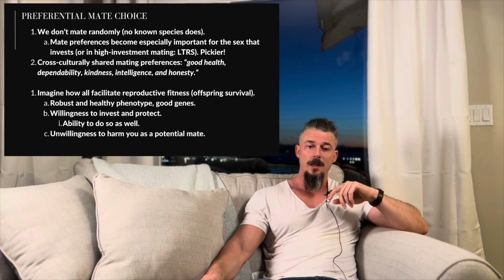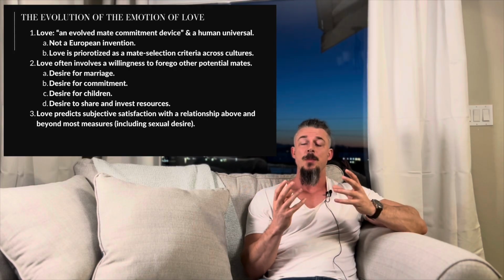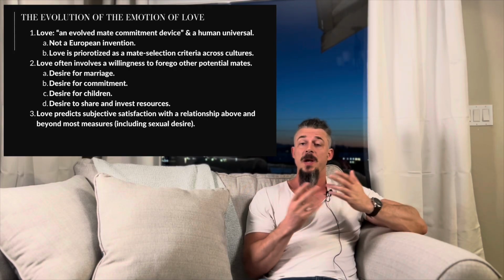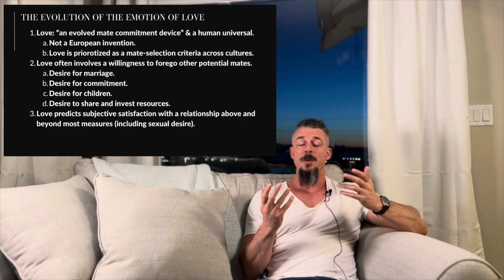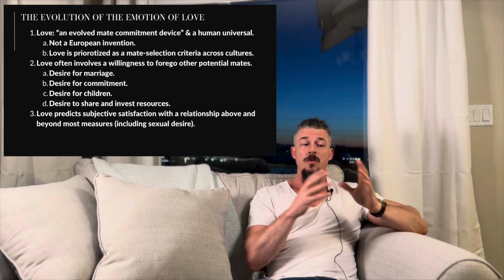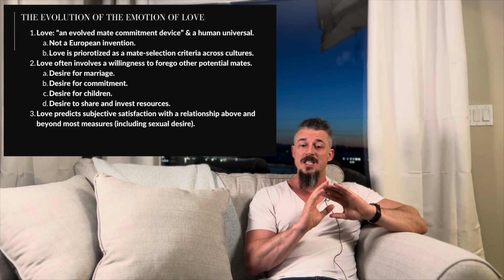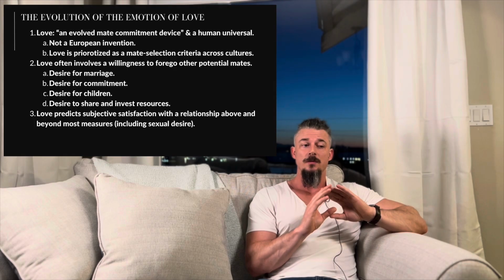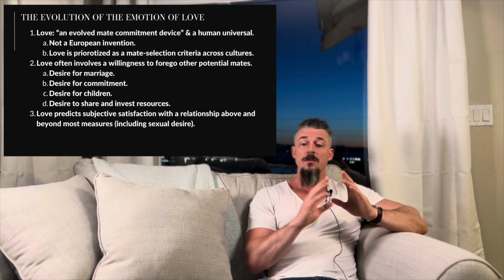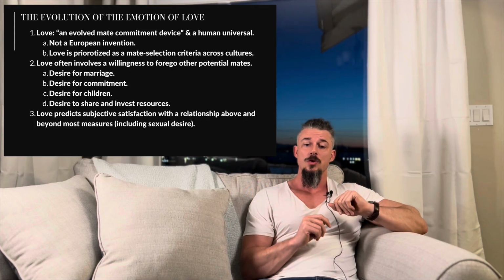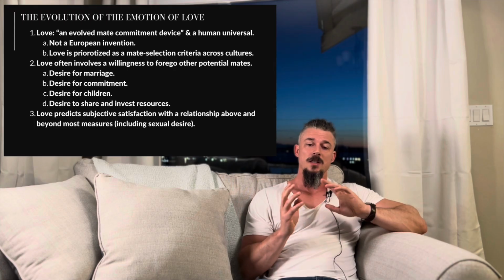So, next slide here. The evolution of love. As I mentioned, a lot of these emotions evolved concurrent with pair bonding as a human mating strategy. Pair bonding basically is the dominant human mating strategy. Humans pair bond for very long periods of time, unlike many animals, right? The experience of romantic love, love in general, is a human universal, probably an evolved mate commitment device, as they say in this paper.